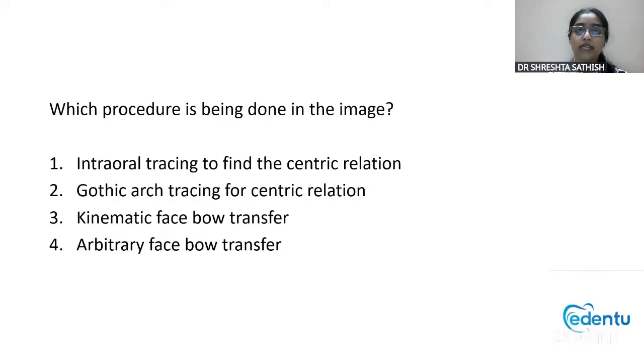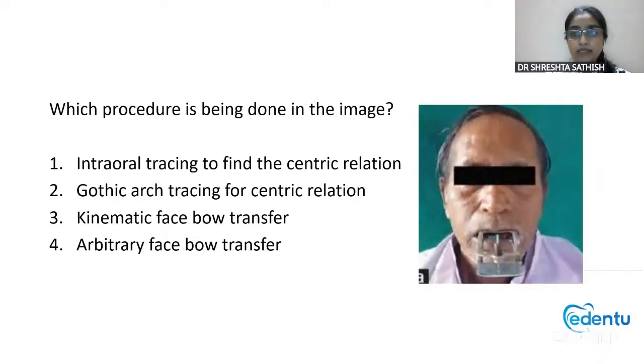Which procedure is being done in the image? This is the image given. What is the procedure that is being done in this image? The options given are intraoral tracing to find the centric relation, Gothic arch tracing for centric relation, kinematic facebow transfer, arbitrary facebow transfer. This procedure is called Gothic arch tracing for centric relation. This is your extraoral Gothic arch tracing which is done.